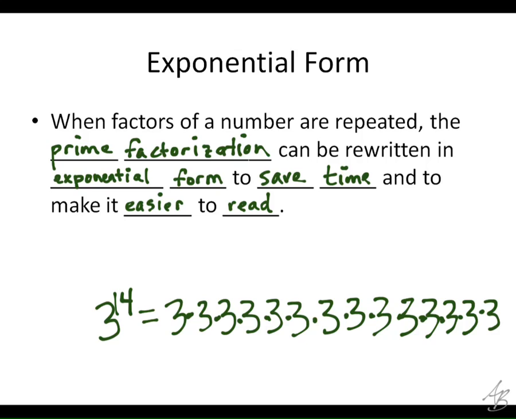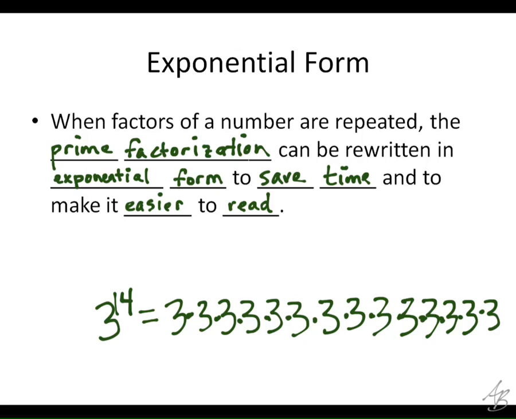So this way is not only quicker, but it's easier to read because I see there's a bunch of 3s here, but I don't know exactly how many there are. Here I can look at this and right off the bat I know it's 14 3s being multiplied together. That would be a pretty big number, wouldn't it? Yeah, because 3 times 3 is 9, times 3 is 27, times 3 is 81. We're already at 81 and we've got a bunch more to go. So it's going to save us time. It's going to make it easier to read.